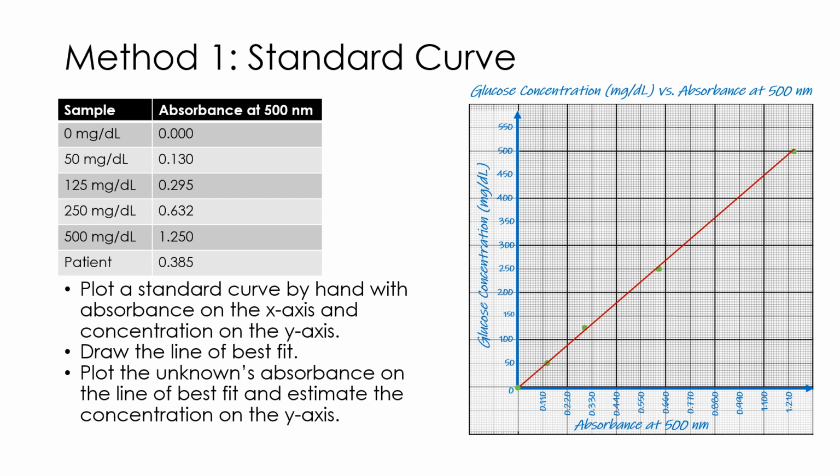Next, we can plot the absorbance of the unknown samples on the line of best fit. The yellow circle on the chart denotes the location of the unknown. Then we can estimate the unknown's concentration by drawing a horizontal line from the unknown to the y-axis. Based on the graph, this patient has a glucose concentration around 158 milligrams per deciliter.